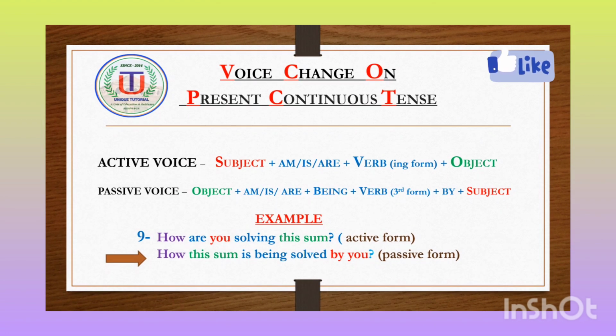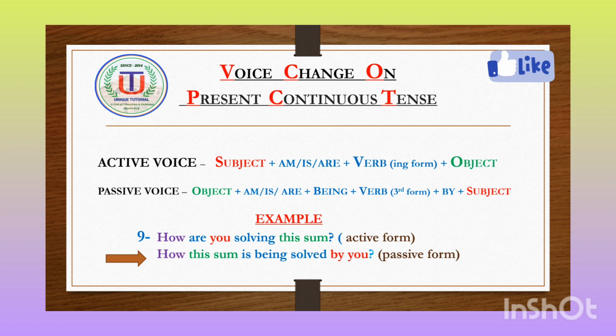Here is another example for you, that is also in present continuous tense. How are you solving this sum? This sentence is in present continuous tense. The sentence is in active form. So in passive form it will be, how this sum is being solved by you.